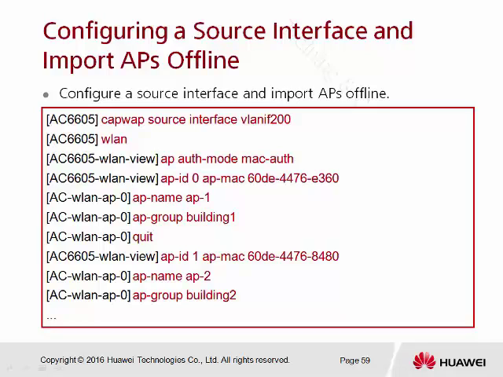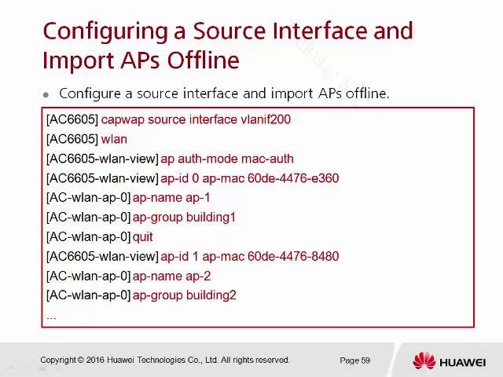So here is an example: configure the source interface and import the AP offline. By default, for all ACs, you don't know which VLAN they are going to use for themselves. So we need to do that manually using the command CAPWAP source interface VLAN 200. That means right now this AC is going to use VLAN 200 as its own management VLAN.